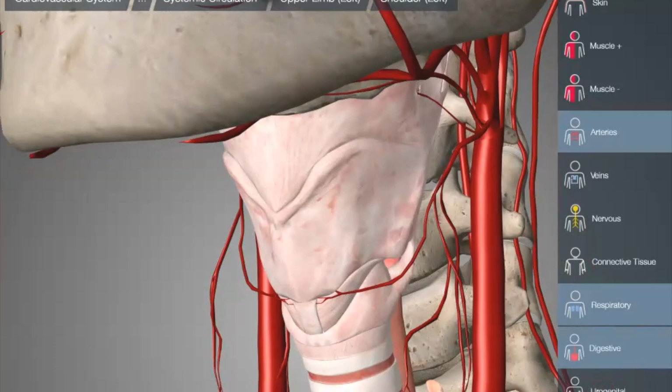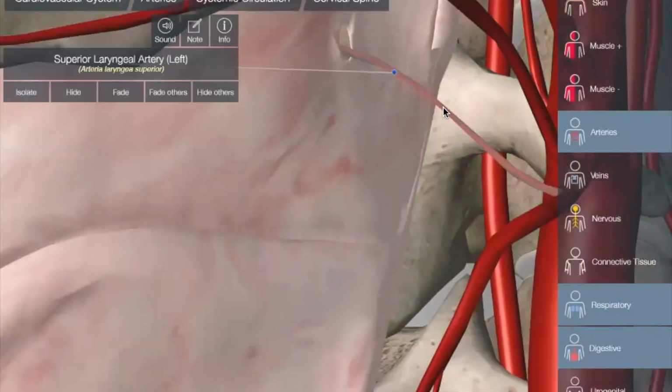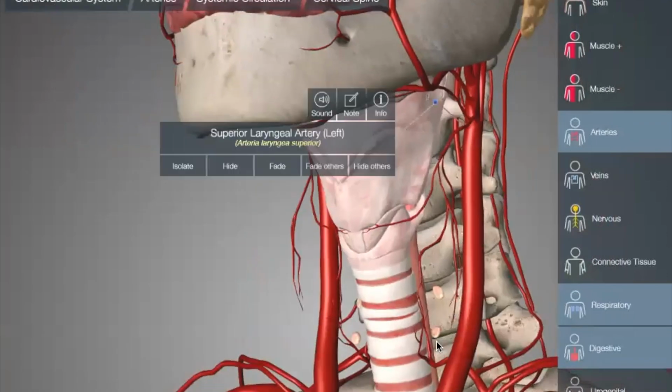Okay, and so we don't need to know all of those branches, but you will learn this anyway when you are learning the external and internal carotid, or the veins in the future. But what we need to know is that the vasculature of the larynx is from the superior laryngeal and the inferior laryngeal, coming off the superior thyroid and the inferior thyroid arteries. Okay, now innervation.